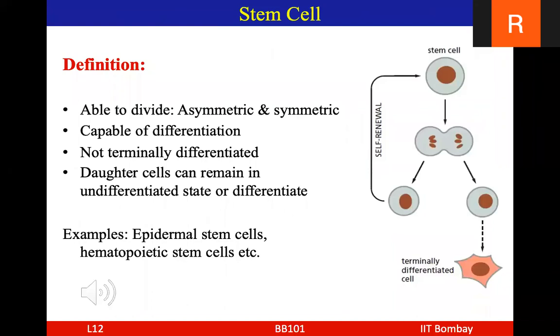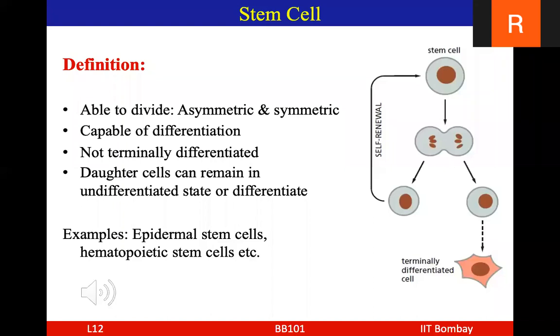By definition, stem cells are very simple, right? They are able to divide in an asymmetric manner as well as a symmetric manner. They are capable of differentiation. Differentiation here means that they give rise to different types of cells. So for example, the stem cells of the blood, the hematopoietic stem cells, HSC, will give rise to multiple different types of blood cells. Their daughter cells can remain in an undifferentiated state or differentiate. Here you see the stem cell on the right dividing, and then the other daughter cell can have self-renewal capacity, or it can undergo differentiation.